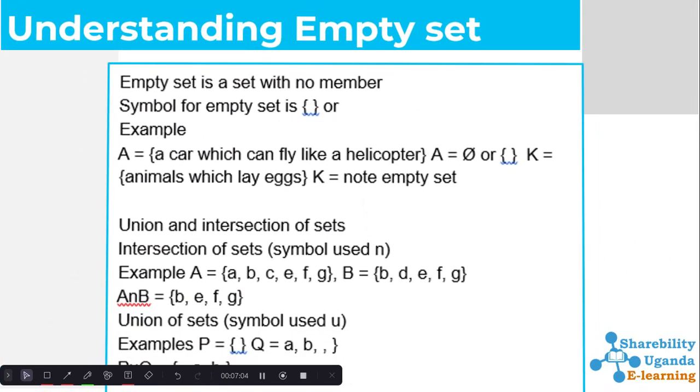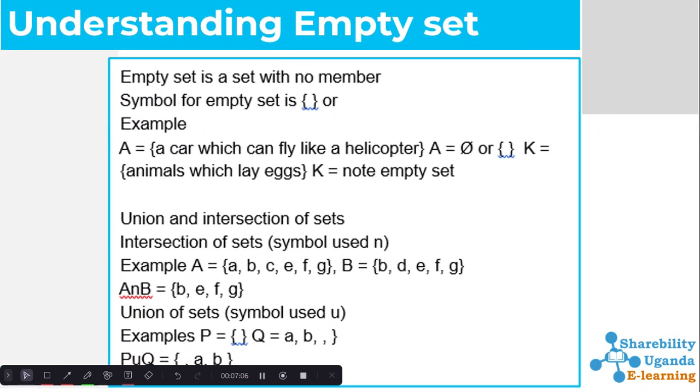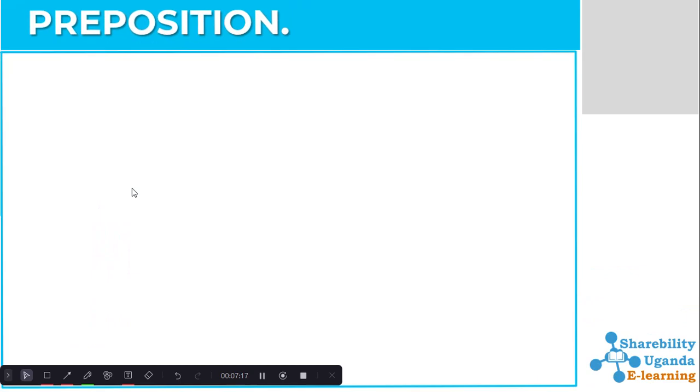Okay, let's look at another example here. When you look at this, we also have another set. That set is called K. The set K is here.